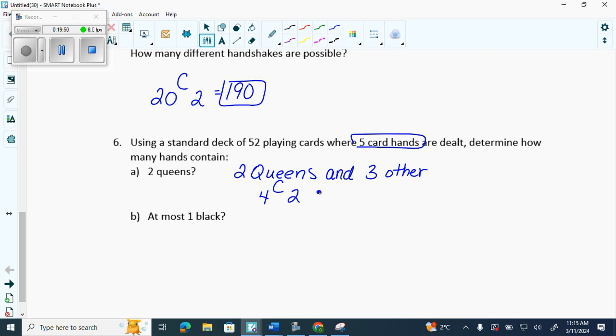If there are 4 queens, there are 52 cards. How many are not queens? 48. You just subtract the 52 and the 4, the number in front. 48C3. And what do we get? 4C2. 103.